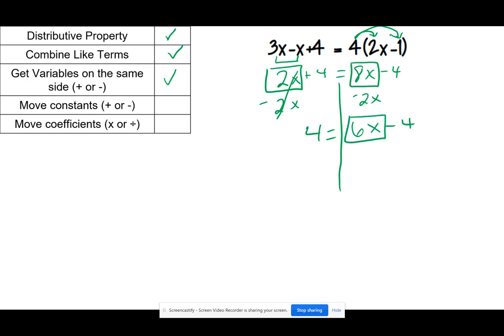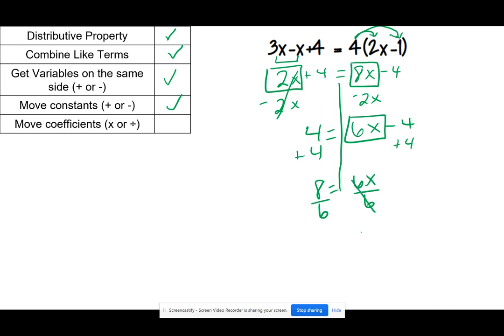All right, the constant that's on the same side as my variable this time is the minus 4. So in order to move that to the other side, I have to add 4 to both sides. So I have 8 equals 6x. So my constant is now moved. And my last step is to move the coefficient, or the 6. So I need to divide by 6.